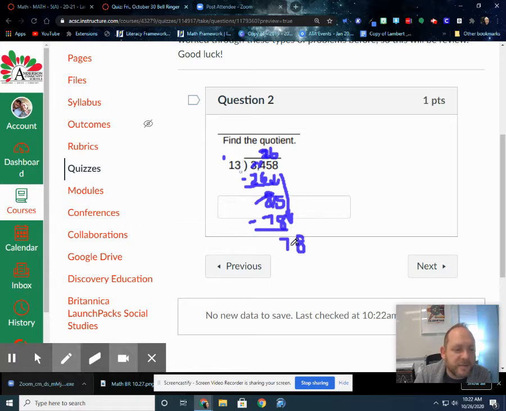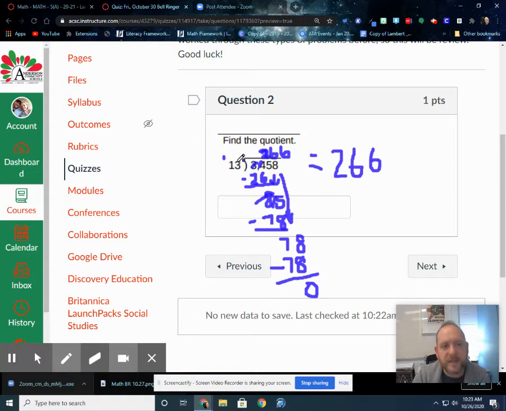I have 78. Now 13 again. 7 is going to be too much. We can try 6 and see how that does again. Actually, we already know 6, right? Because we just did it for our last one. And it was indeed 78. So I have 78 there. I'll subtract 78 from it. And hey, guess what, guys? We got a remainder of 0. So our quotient was 266. Again, you're just going to go piece by piece, guessing and checking as you go.